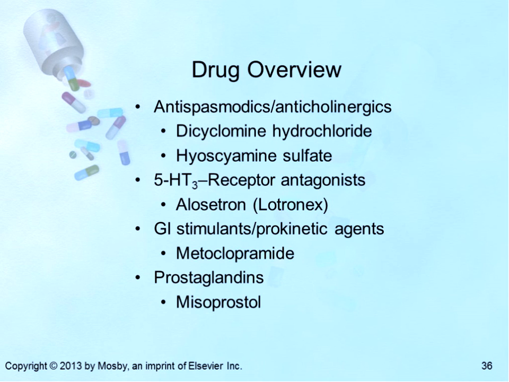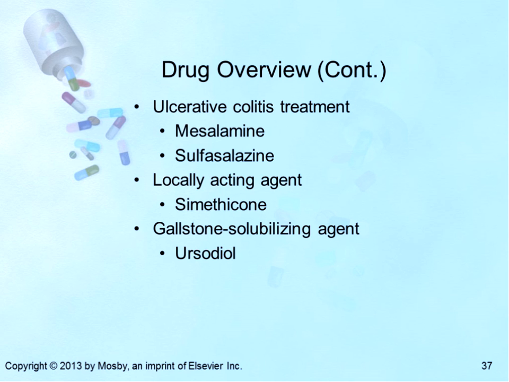Drug overview: the antispasmodics, anticholinergics, dicyclomine hydrochloride, and hyoscyamine sulfate. The 5-HT receptor antagonists, Lotronex, GI stimulants, prokinetic agents including metoclopramide, and prostaglandins are included in this drug class. For ulcerative colitis treatment, mesalamine and sulfasalazine are the most common drugs used. Locally acting agents include simethicone for gas, and gallstone stabilizing agents include ursodiol.